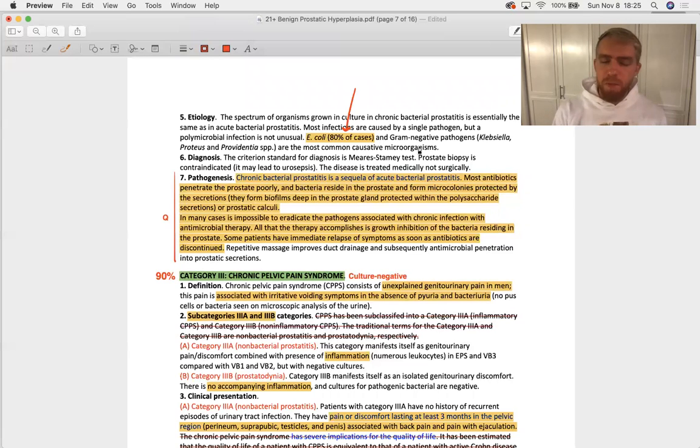In many cases, it's impossible to eradicate the pathogens associated with chronic infection with antimicrobial therapy. All that the therapy accomplishes is growth inhibition of the bacteria residing in the prostate. Some patients have immediate relapse of symptoms as soon as antibiotics are discontinued.